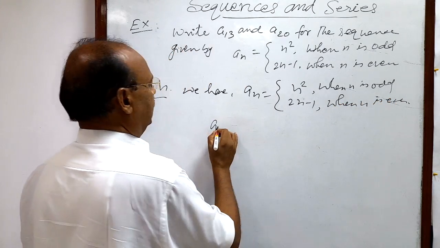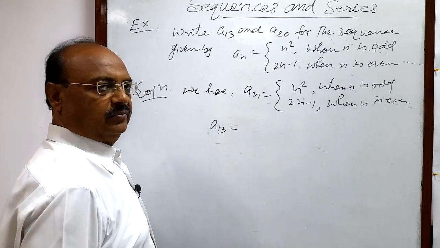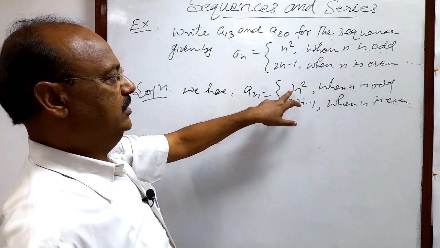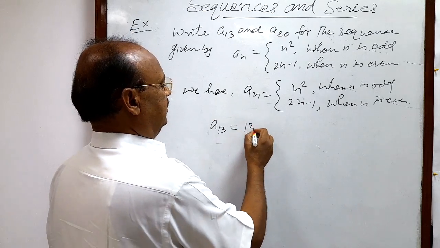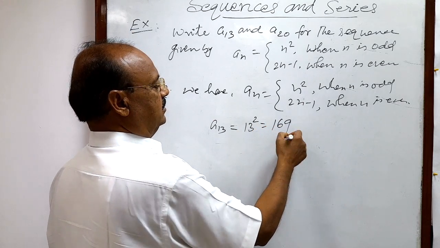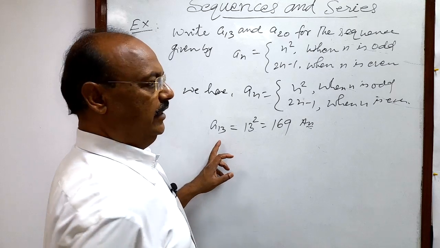So how to get a13? 13 is an odd number, so we will take this definition. N square means 13 square, which is equal to 169. This is the answer for a13.